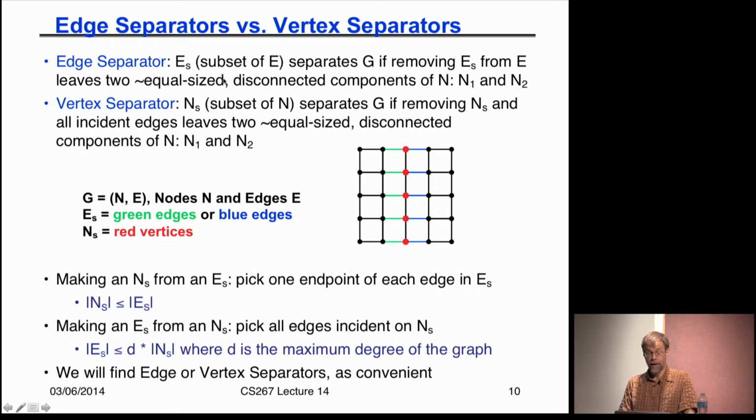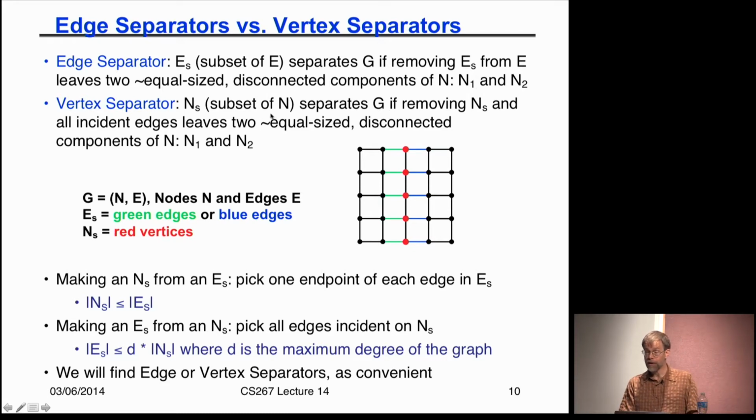So an edge separator is E sub s, that's a subset of the edges, and if I take it out, then what I've done is I've disconnected the graph into two separate parts, the nodes of subset n1 and the node subset n2. So here, in this simple two-dimensional grid, everybody's connected to their four neighbors. The green set is a set of edge separators. Obviously, if I take out the green edges, I've broken it into the left half and the right half. And ditto for the blue ones. That's a different edge separator. They're equally good.